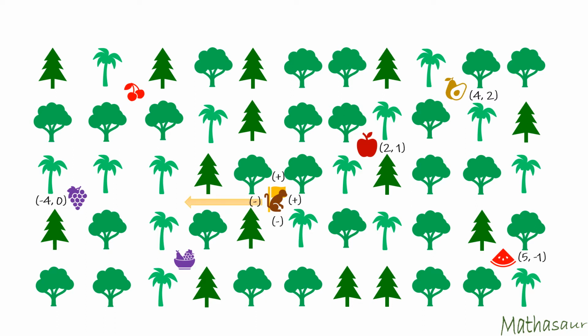Alright, let us try to reach the basket of fruits. Now the monkey is going to cross 2 trees on the left, hence -2, and 1 tree down, so -1. So the position of the fruit bowl becomes -2, -1.